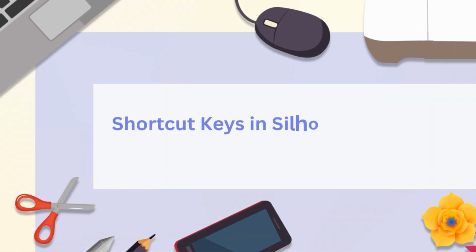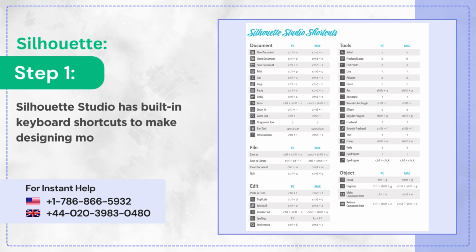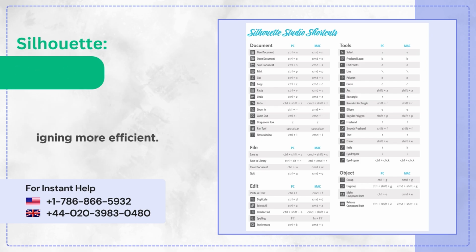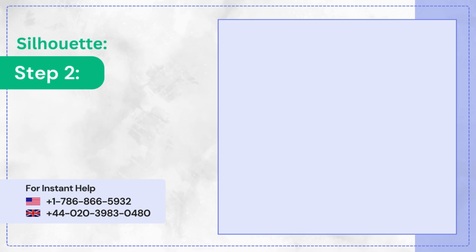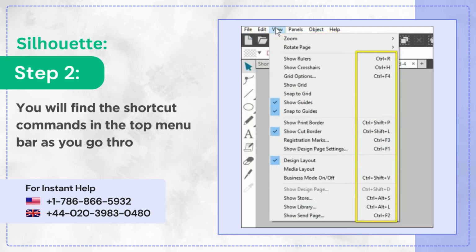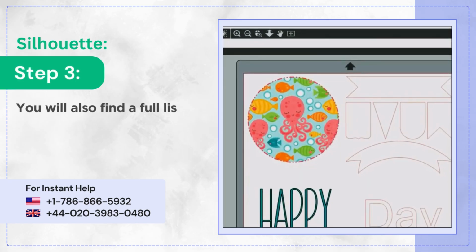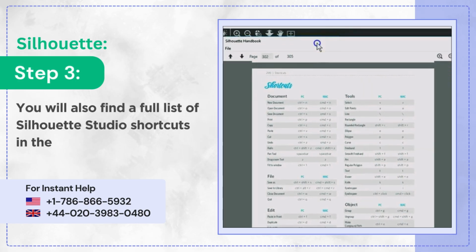Shortcut keys in Silhouette Studio. Step 1. Silhouette Studio has built-in keyboard shortcuts to make designing more efficient. Step 2. You will find the shortcut commands in the top menu bar as you go through each panel. Step 3. You will also find a full list of Silhouette Studio shortcuts in the Silhouette Handbook.